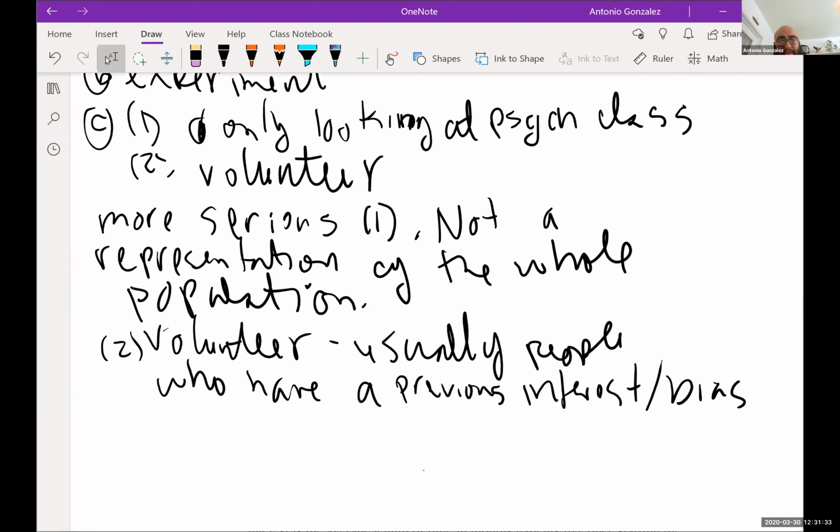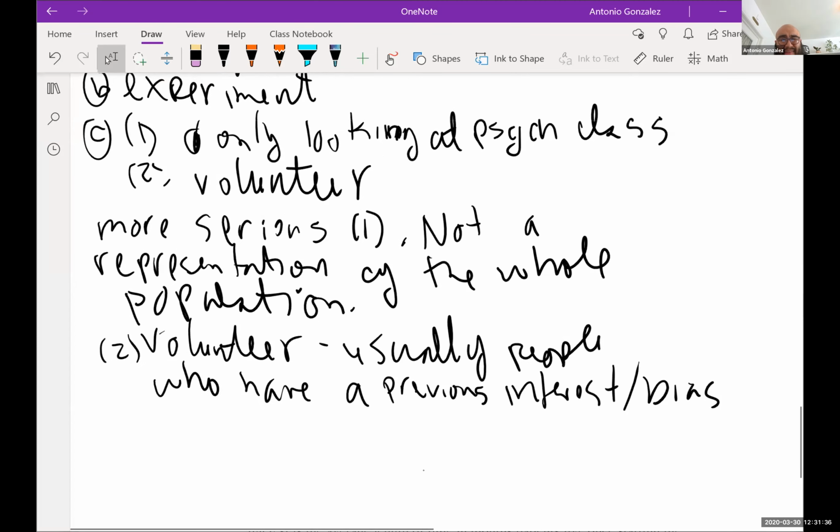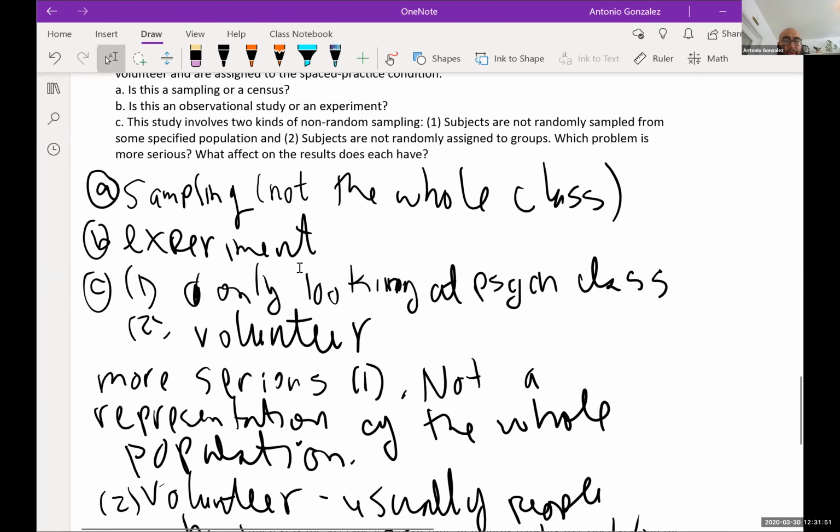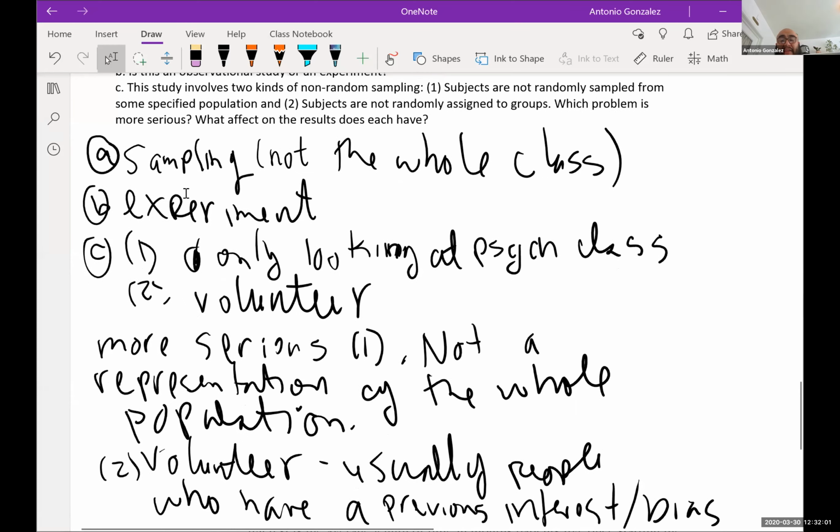Okay. Does that make sense, Melody? Or does anyone else have any questions on this problem? Okay, so let's go back here. We're okay with A and B. It's just part C that was tripping you up. So do we understand the non-random sampling going on here?